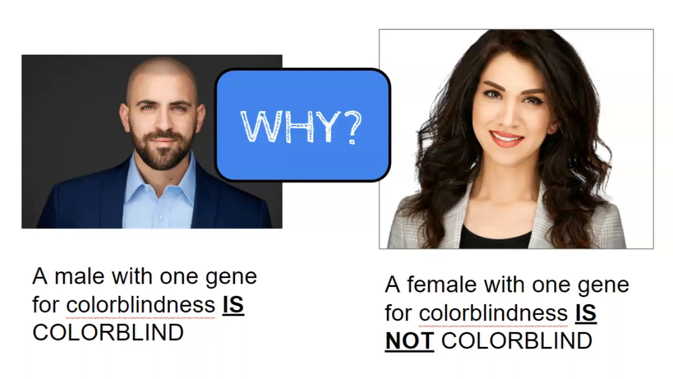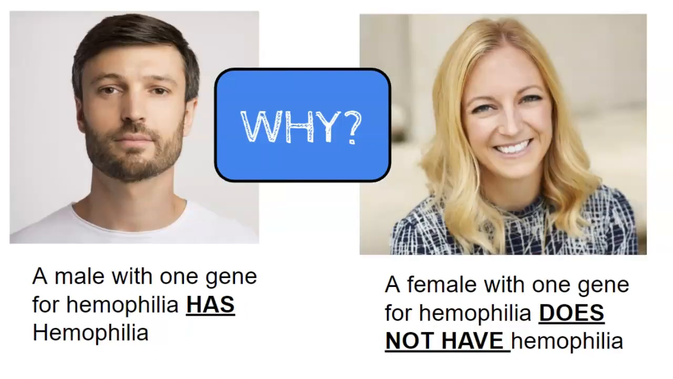A male with one gene for colorblindness is colorblind. A female with one gene for colorblindness is not colorblind. Well, why? A male with one gene for hemophilia has hemophilia. A female with one gene for hemophilia does not have hemophilia. So again, our question is why?